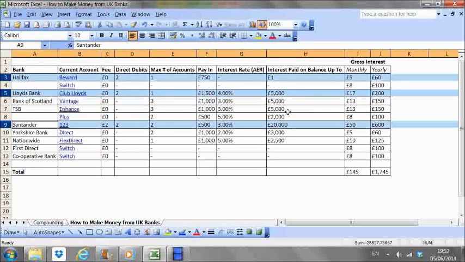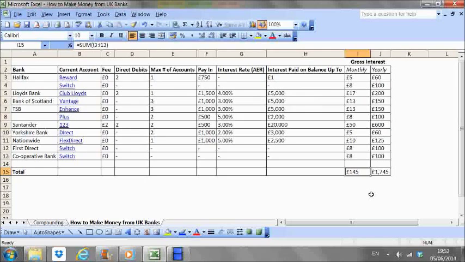Because at the end of the day, if you open all of these accounts, you're going to have £145 extra in your bank every month. That includes the switching. So the switching of Halifax, First Direct, and Co-operative Bank. And on a yearly basis, it's an extra £1,745.